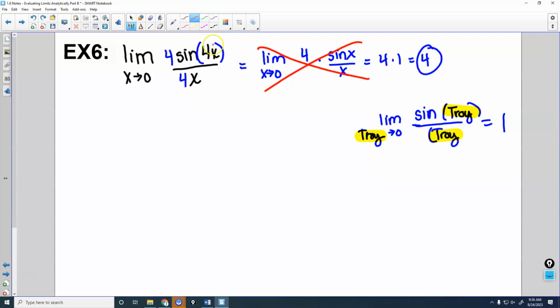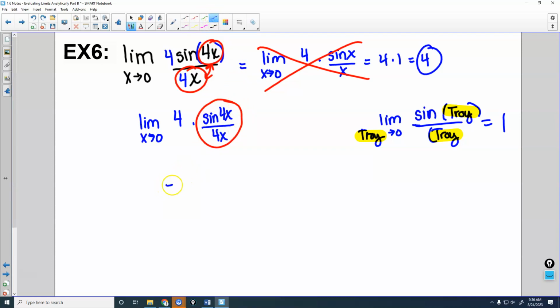So now this 4x and the 4x match on top and bottom. So what I could write here is the limit as x approaches 0 of 4 times sine of 4x over 4x. This stuff right here, whenever we take that limit, we're going to get 1. So we would get 4 times 1, which equals 4.